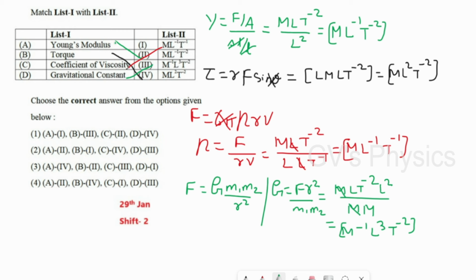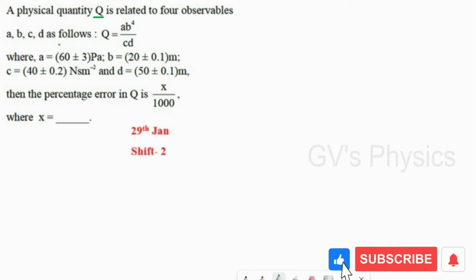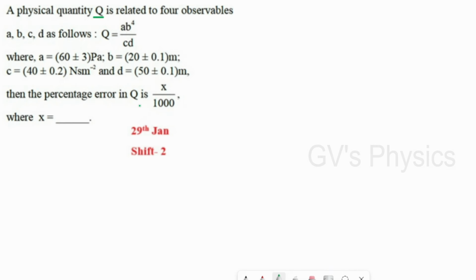So Young's modulus matches with 2 and torque matches with 4. C matches with 1 and D matches with 3. So option 4 is the right answer. Last question, a physical quantity Q is related to 4 observed values A, B, C, D. They have given the equation, and also the values for A, B, C, D. So we have to find the percentage error in Q.